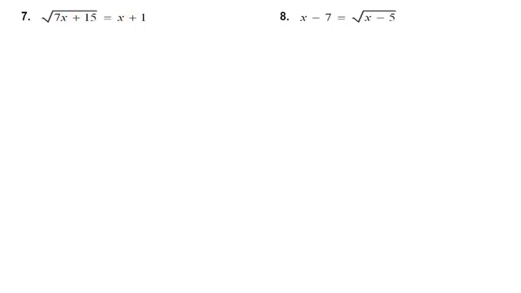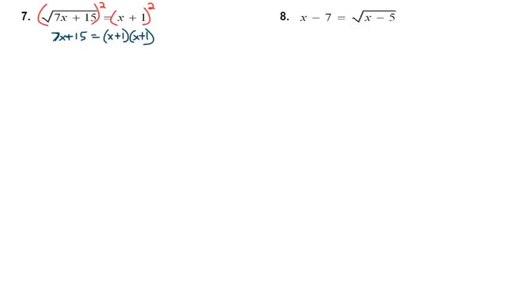So what we have to do is just go ahead and square both sides. So that's what we're going to do. So on the left we get 7x plus 15 equals, I'm going to write this twice, x plus 1 times x plus 1.